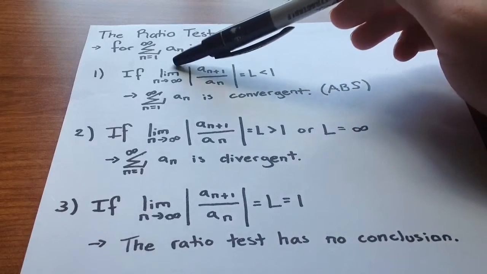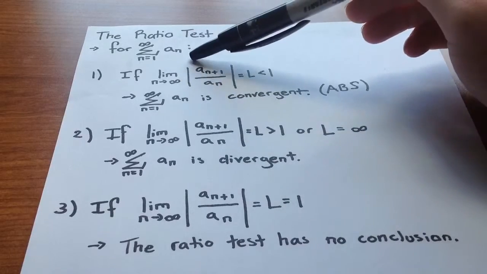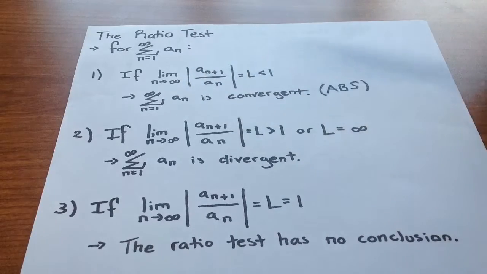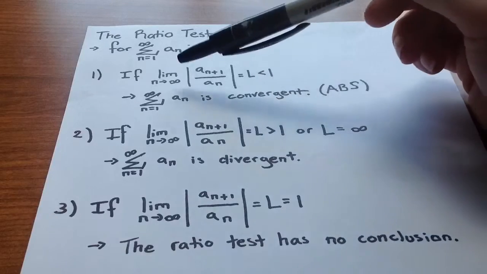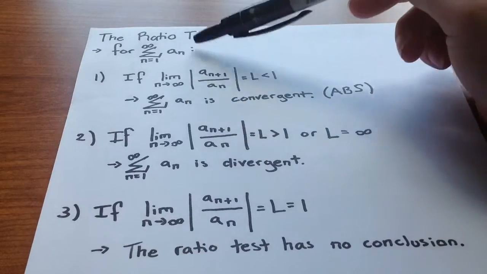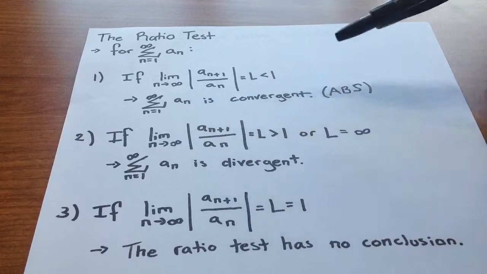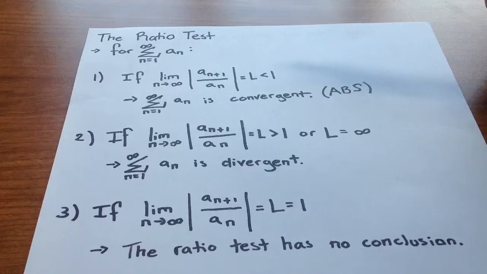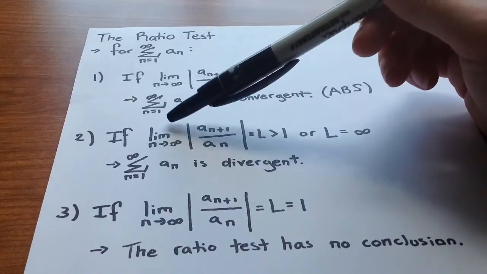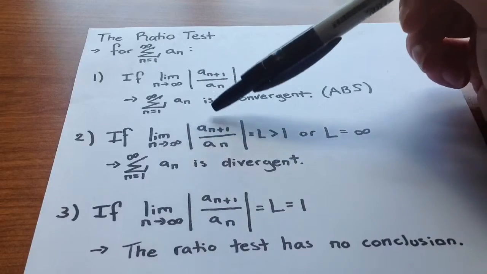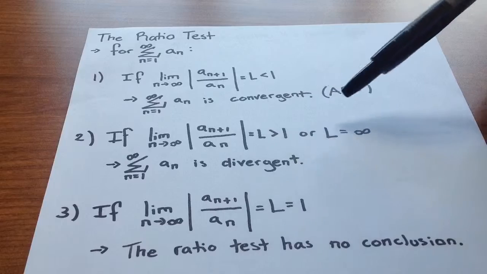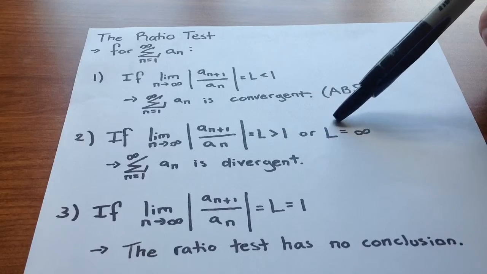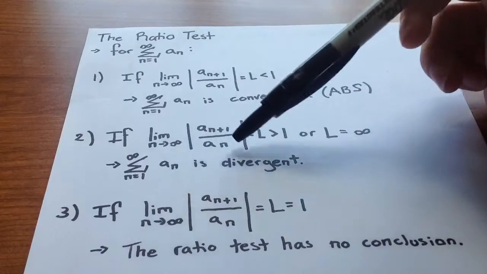If we take the limit as n approaches infinity of the absolute value of this new equation, and the returned value is less than 1, then we can conclude that the original series is convergent, or it's actually called absolutely convergent. If the limit as n approaches infinity of the absolute value of the same equation is greater than 1 or equal to infinity, then we can conclude that the original series is divergent.